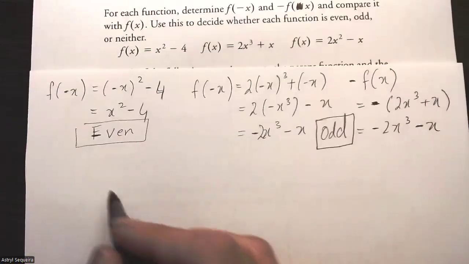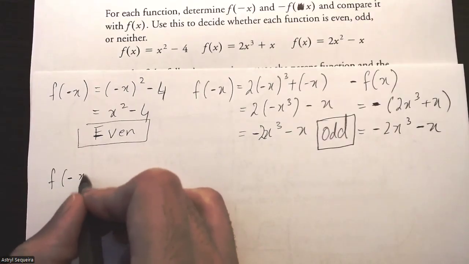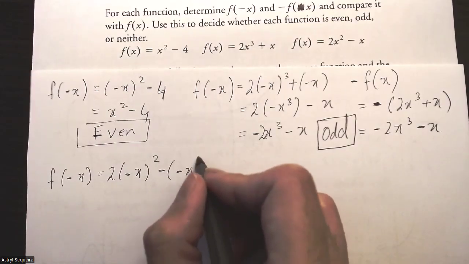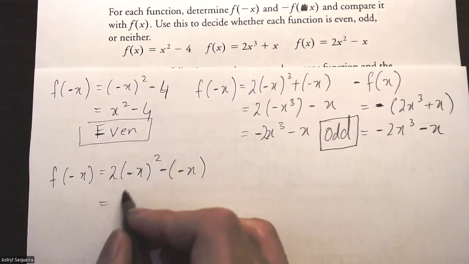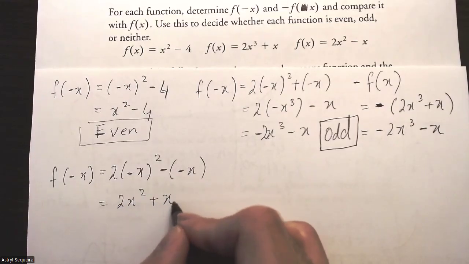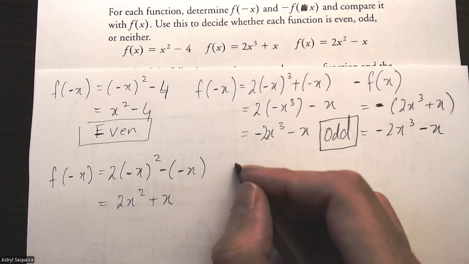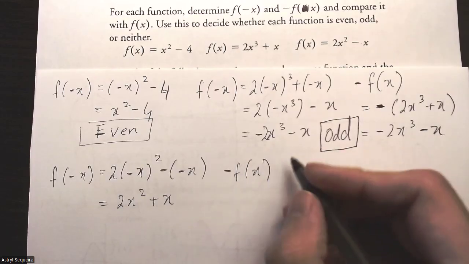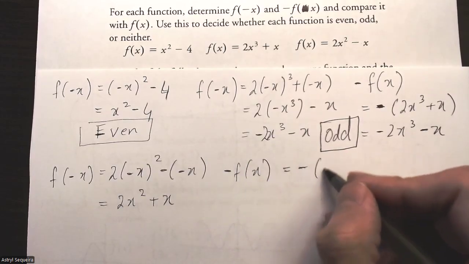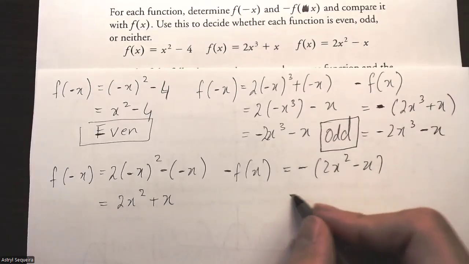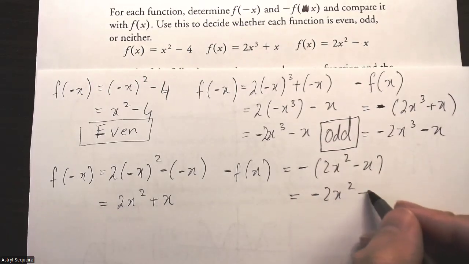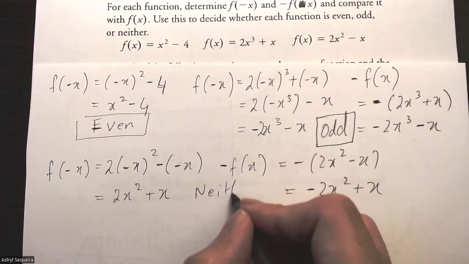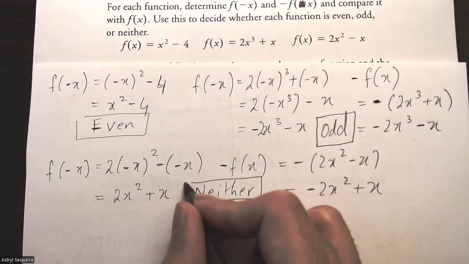Let's try this third example over here. Start by finding f of negative x. That's 2 times negative x squared minus negative x, which is, negative x squared is positive, 2x squared plus x. This is not the same as that, plus and minus. So let's find negative f of x. That's just negative 2x squared minus x, which is negative 2x squared plus x. And this is not the same as this because we have this minus here. So this one is neither odd nor even.